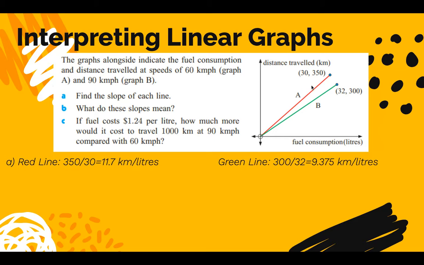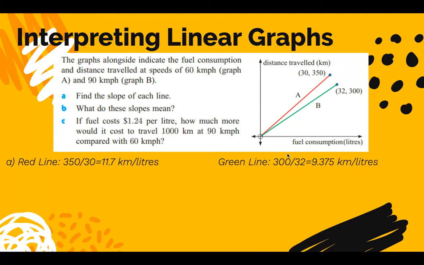To go from (0, 0) to (30, 350), that is a rise of 350 units and a run of 30 units, which is why I have 350 over 30, rise over run. When you divide that, you get 11.7. It's kilometers per liter because your y-axis is kilometers, which was the first thing you did when you divided, and the denominator, the 30, represented the liters, so kilometers per liter.